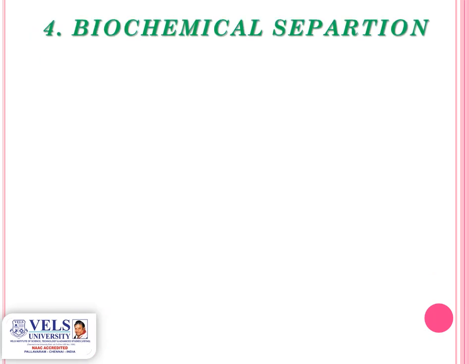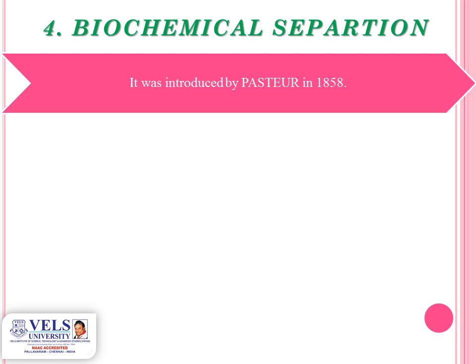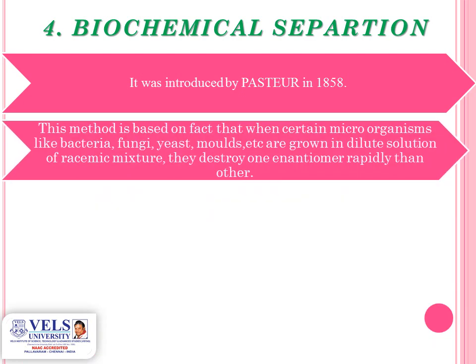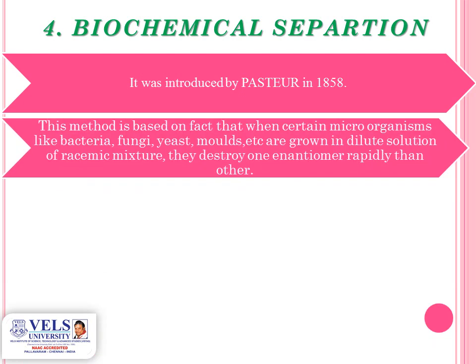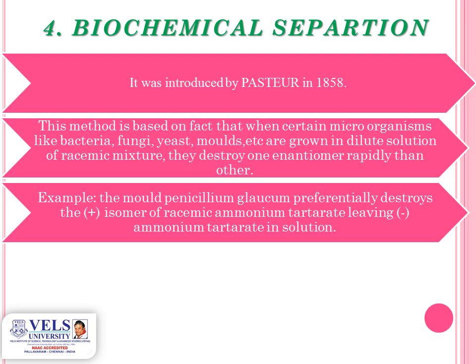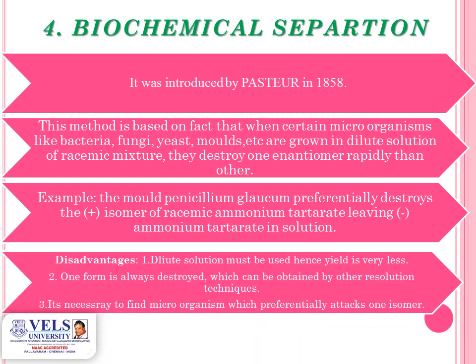The next method is biochemical separation. This was introduced by Louis Pasteur in the year 1858. This method is based on the fact that when certain microorganisms like bacteria, fungi, yeast, and molds are grown in dilute solutions of a racemic mixture, they destroy one enantiomer more rapidly than the other. For example, the mold Penicillium glaucum preferentially destroys the plus isomer of racemic sodium ammonium tartrate, leaving the minus sodium ammonium tartrate in the solution.